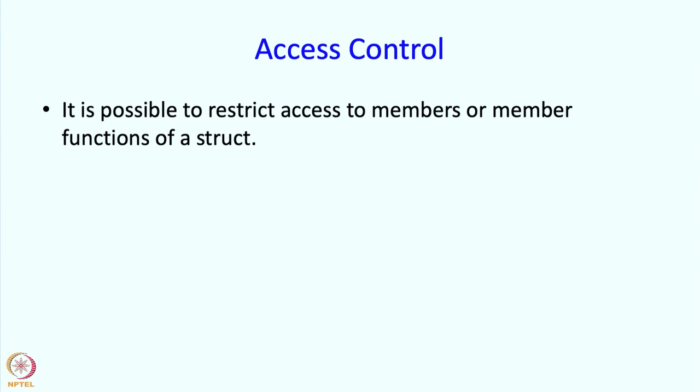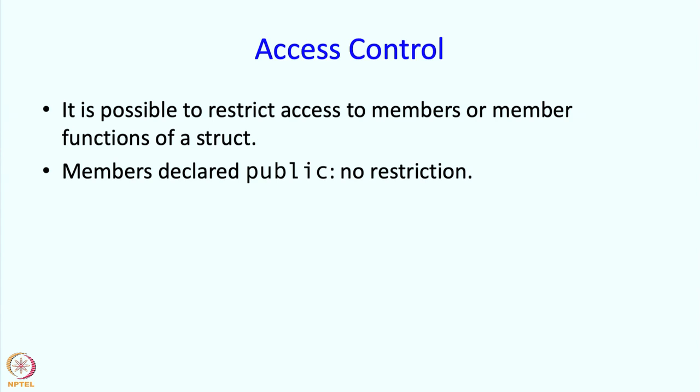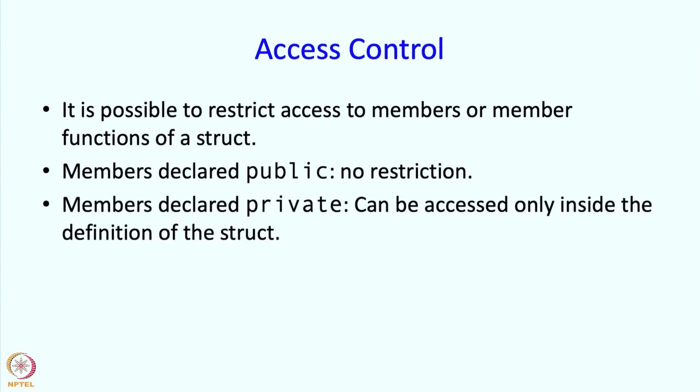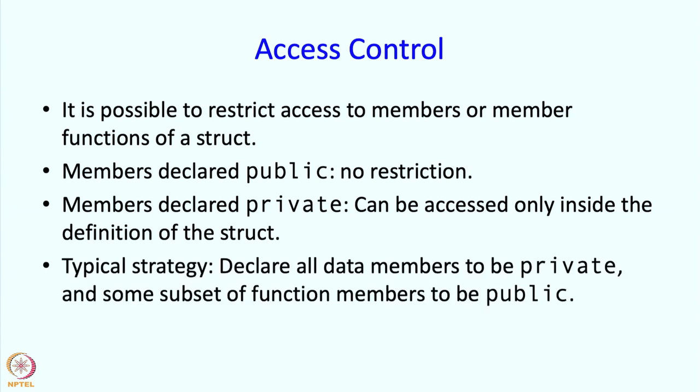So, it is possible to restrict access to members or member functions of a struct. There is a way by which we can declare a member to be public, which means that there is no restriction. We can declare members to be private, which means that they can be accessed only inside the definition of the struct, and the same thing for member functions.